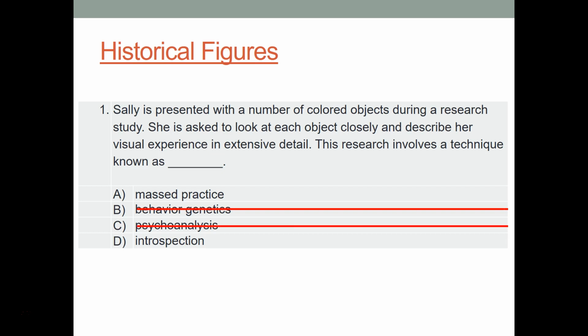And the last one is introspection. Remember that introspection was a technique used by the structuralists, involving being presented with some stimuli over and over again and having to describe it. This sounds like exactly what we're talking about here, and so I would select D as my answer. Now, even if you couldn't choose between mass practice or introspection, if we've gotten the other two answers off the table, even in the worst case scenario where you're guessing between A and D, you've got a 1 in 2 chance as opposed to a 1 in 4 chance. So you've increased the likelihood that you're going to get this question right.